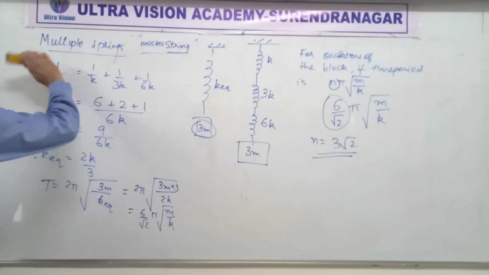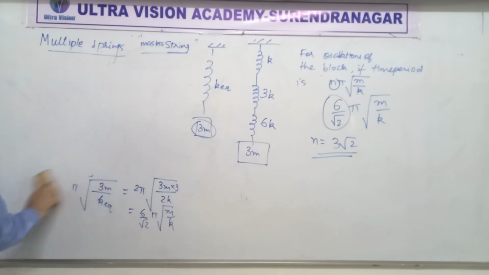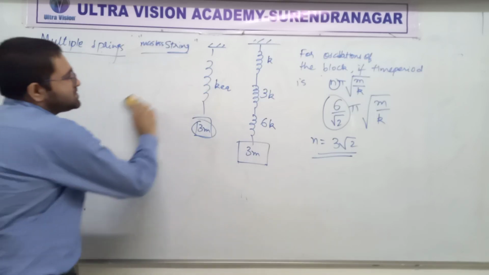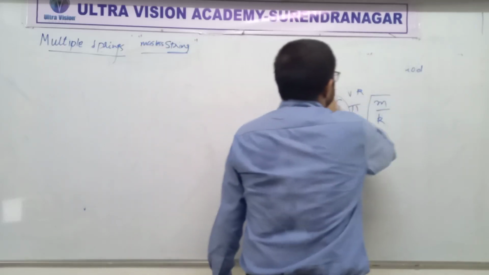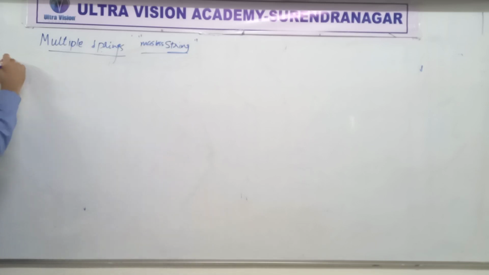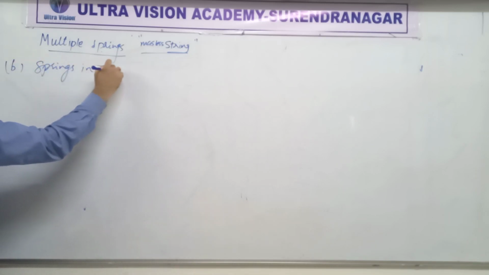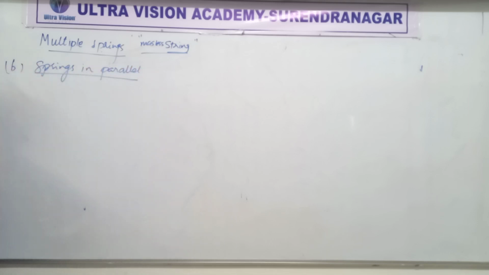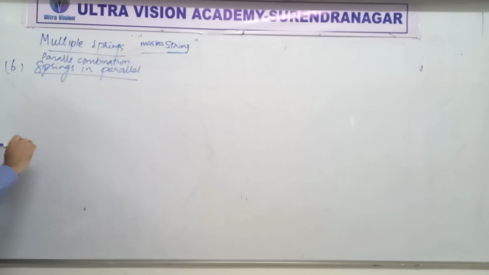Okay, now let's go to another possibility. Instead of springs in series, let's talk about springs in parallel now, which is actually a little bit easier. So part B, springs in parallel. That is parallel combination. What does that mean, or what does it look like in a diagram?